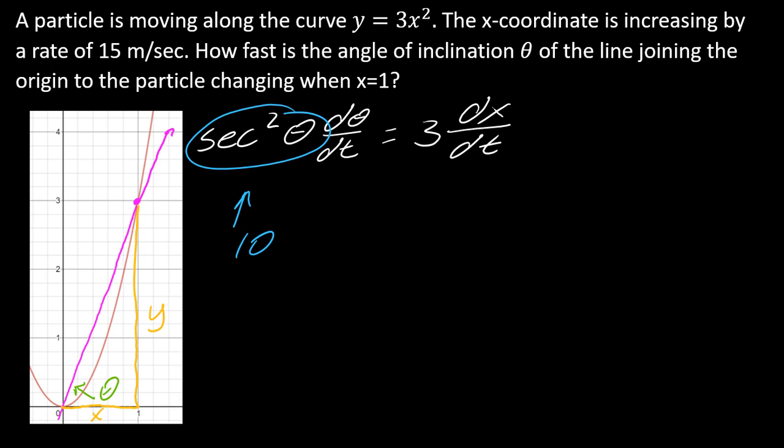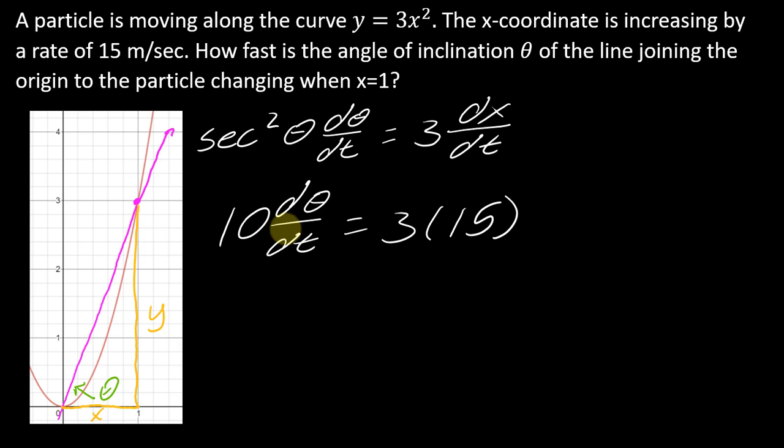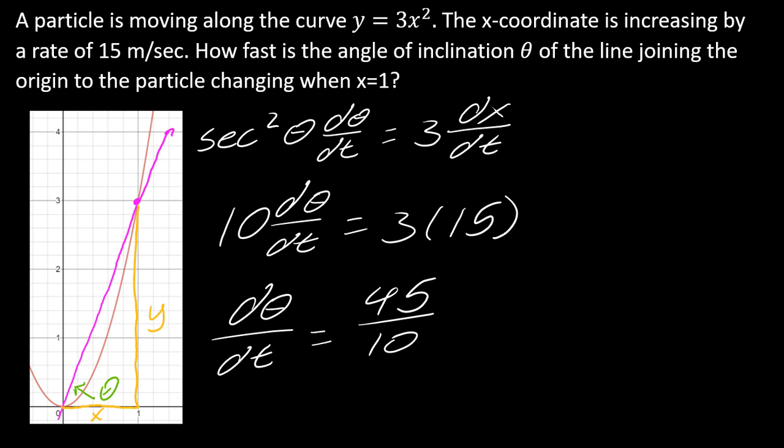Okay, so now I really have everything that I need for this whole problem. If I replace this with all the numbers, we've got 10 d theta dt equals 3 times 15. So then d theta dt is going to equal 45 over 10, and so that's just going to be 4.5 meters a second. So then there you go.